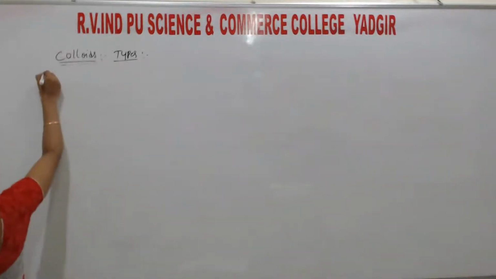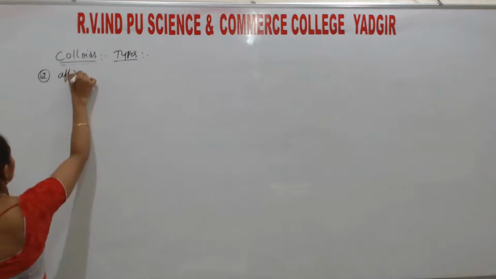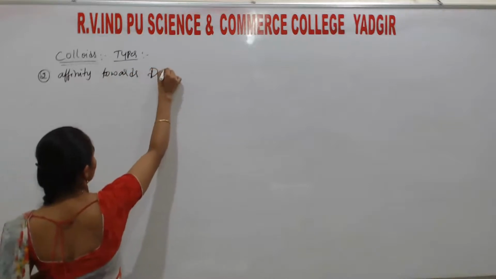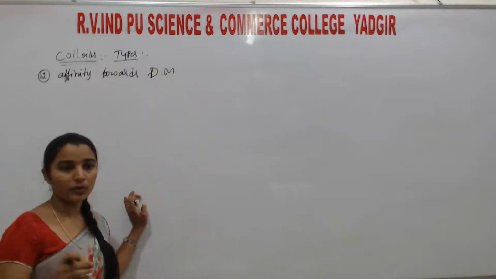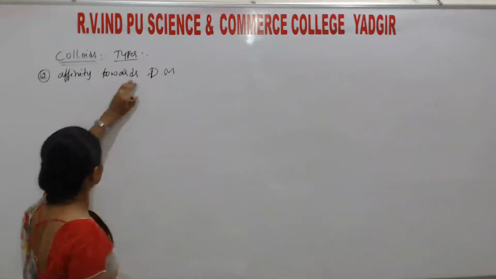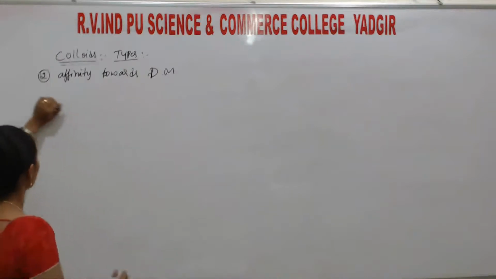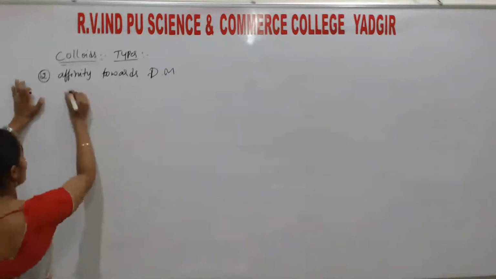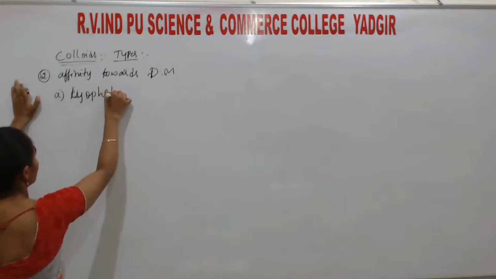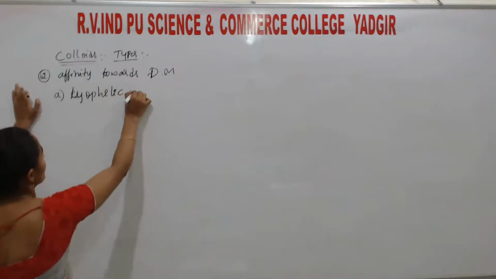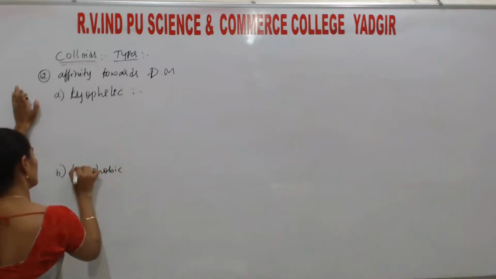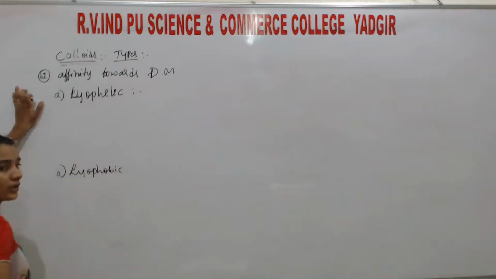That is second type, affinity towards dispersion medium. DM means dispersion medium. Remember, I won't write it again and again. Okay. So students here, this dispersion medium, one is I'll say lyophilic. Okay. So another one is lyophobic. So students, lyophilic and lyophobic are the Greek words.